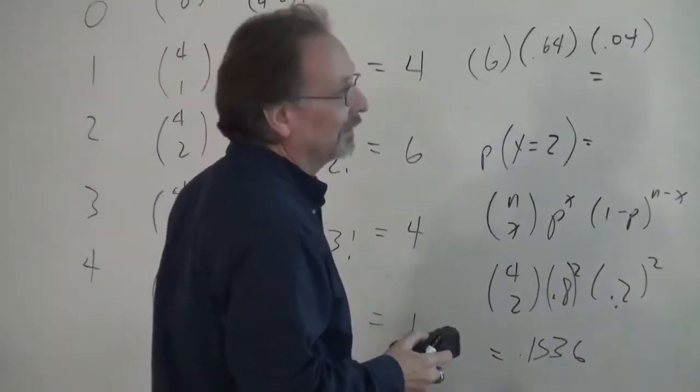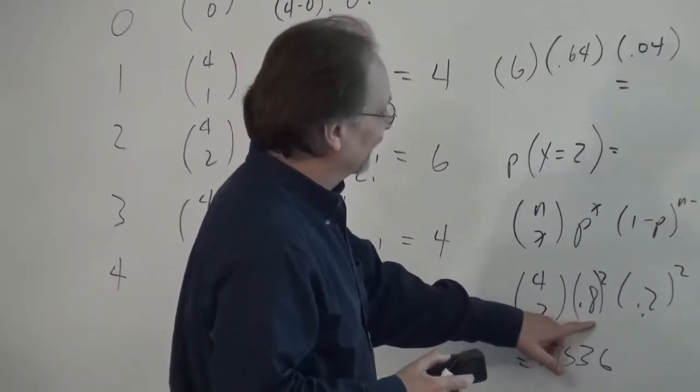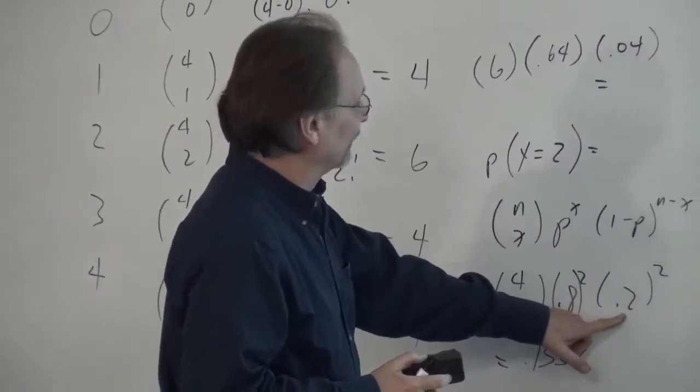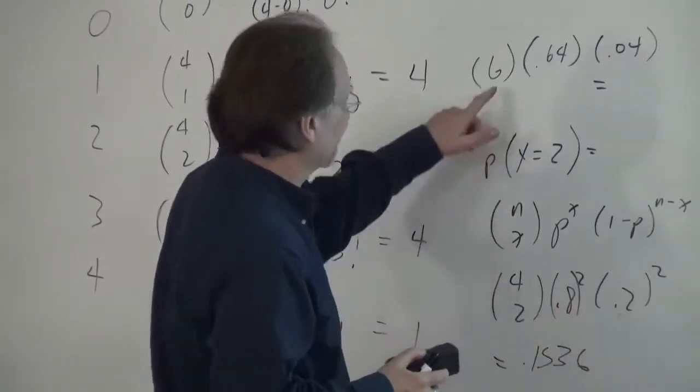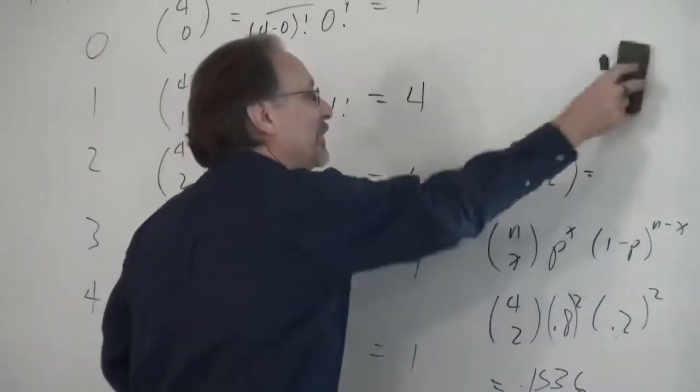Okay, well, 0.8 squared is 0.64, correct? And 0.2 squared is 0.04. And 6 times that product.